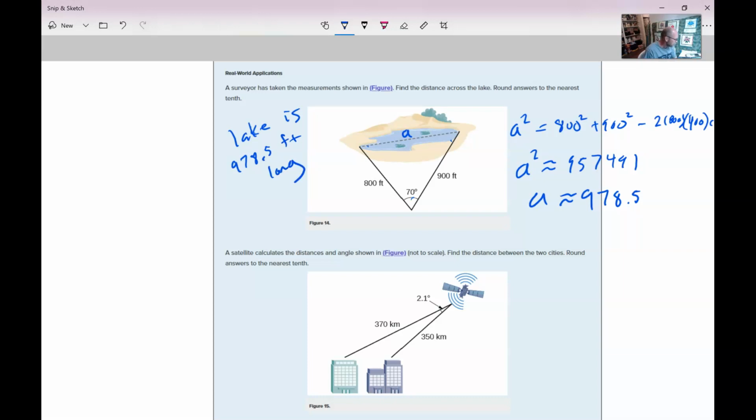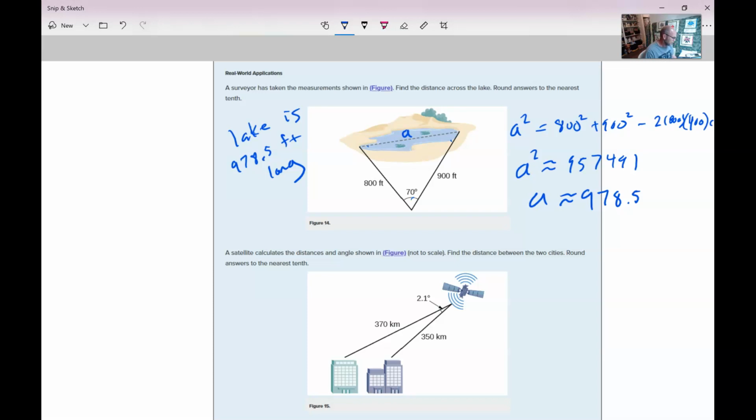Okay. Second question says a satellite calculates the distance and angle shown in the figure, not to scale. Find the distance between the two cities. Round answers to the nearest tenth.